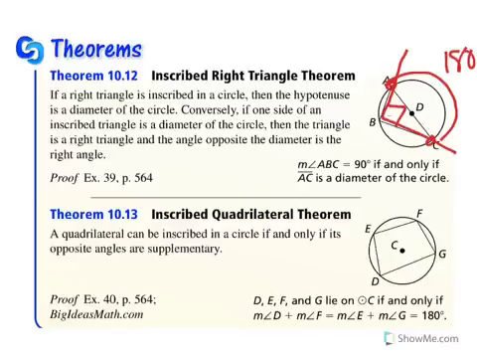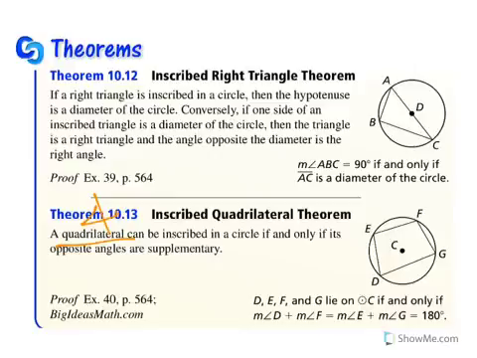Okay, now let's go look at the next theorem. Inscribed quadrilateral theorem. If a quadrilateral, and a quadrilateral is a shape with how many sides? 4 sides. A quadrilateral can be inscribed in a circle if and only if its opposite angles are supplementary.